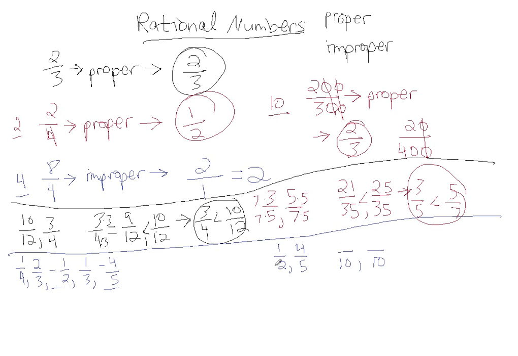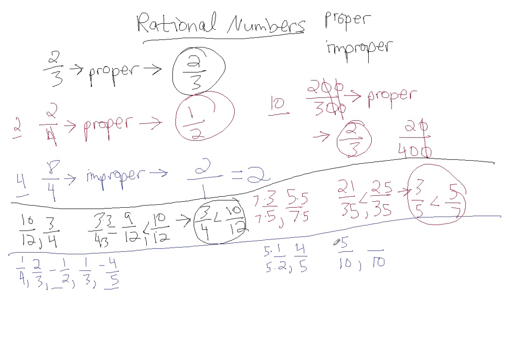So let's transform 1/2 first. What do we multiply 2 by to get 10? Well, we can multiply it by 5. 5 times 2 is 10. Whatever we do in the denominator, we must do in the numerator. 5 times 1 is 5. 1/2 is the same as 5/10.